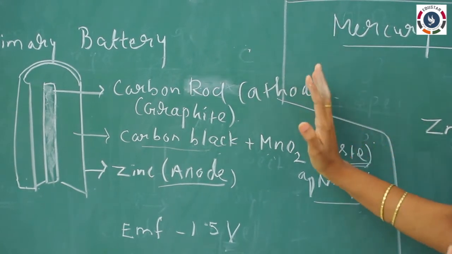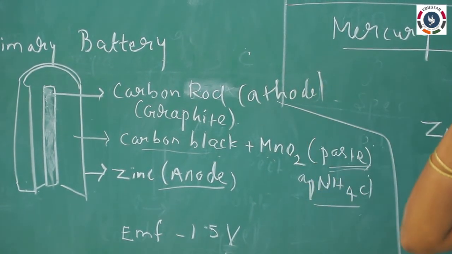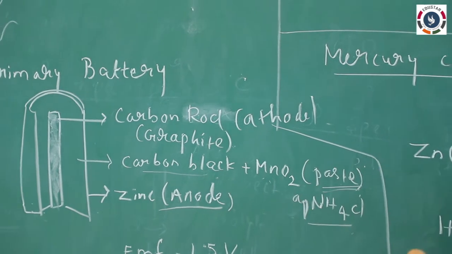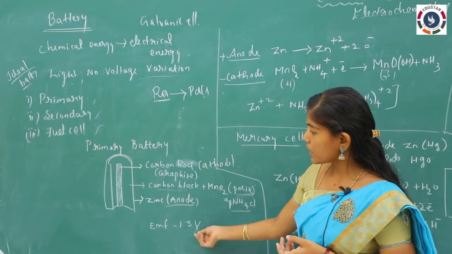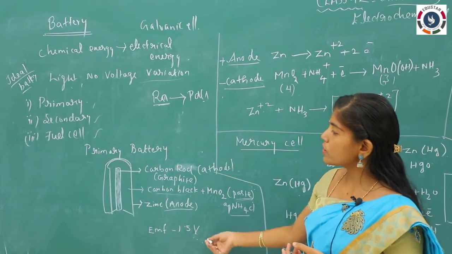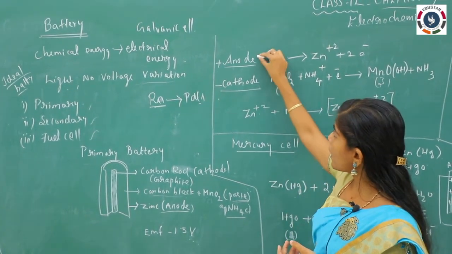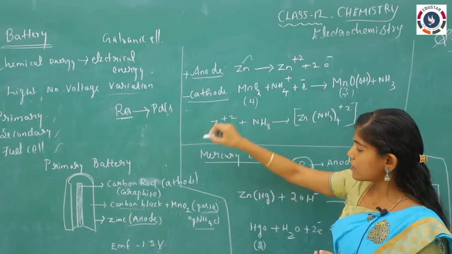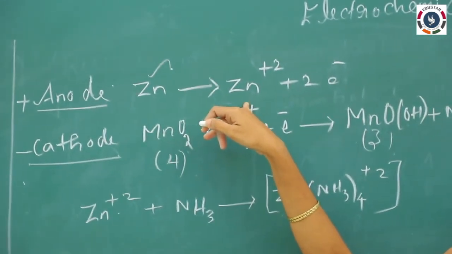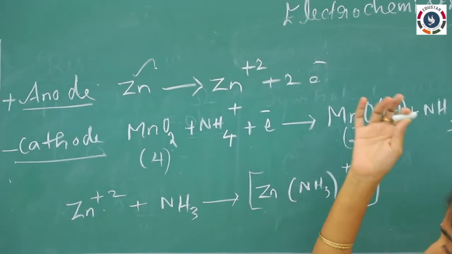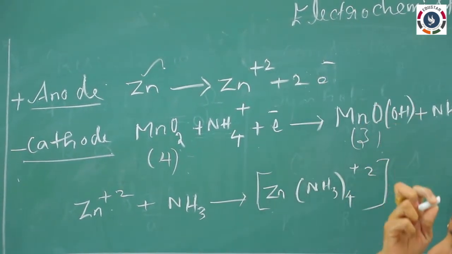So, these are the important components while we look at the primary battery, that is anode, cathode, electrolyte and EMF of the cell. Now, moving to the cell reaction. What is the anode? Anode, this is the zinc, right? So, zinc loses 2 electrons and becomes zinc ions. This is the reaction happening in the anode region.